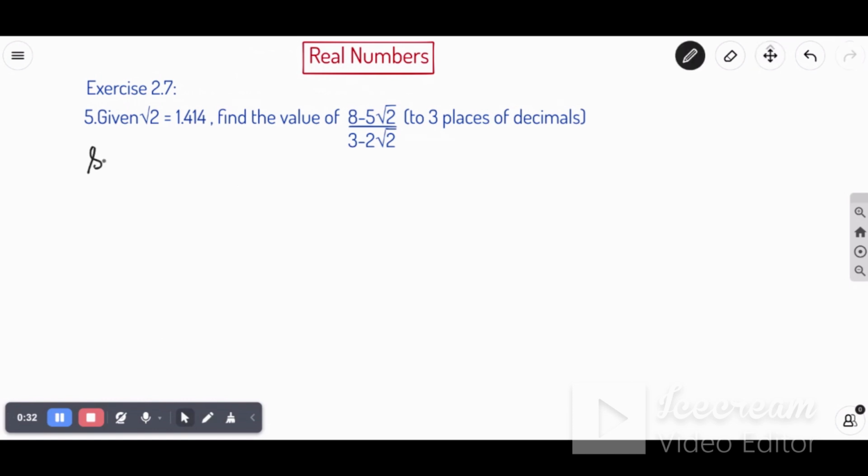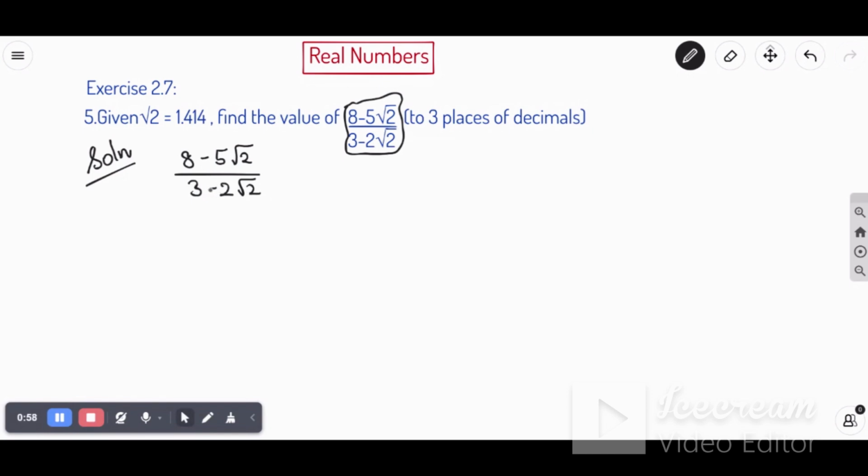So the solution is, we have to first write what is given. The given thing is 8 minus 5 root 2, write the question carefully, okay, by 3 minus 2 root 2. So how will you solve this? You can directly apply the value of this, but that is going to be little difficult.